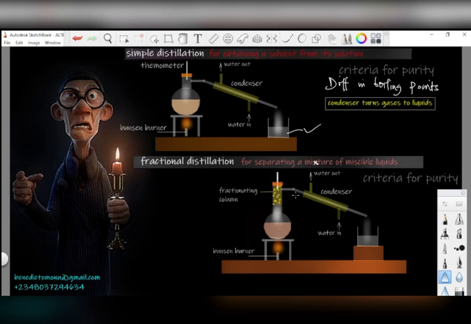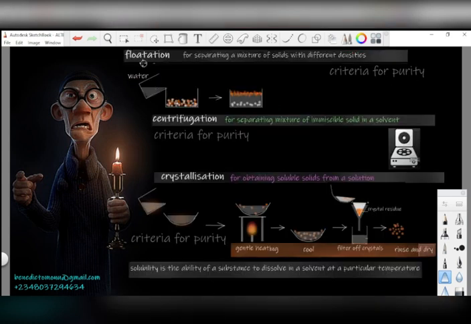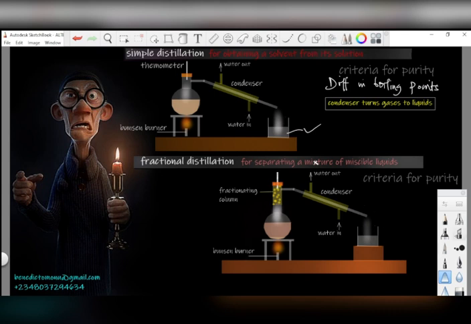I repeat the explanation again. You have a fractionating column here. When you heat up the mixture, having two or more liquids that are miscible, due to their difference in boiling point, since all of them become vaporized, they get here. The one whose boiling point is less than the temperature here will vaporize and is collected here after condensing. The one with higher boiling point will recondense here and come back into this container here. So that's fractional distillation. The criteria for purity is difference in boiling points.